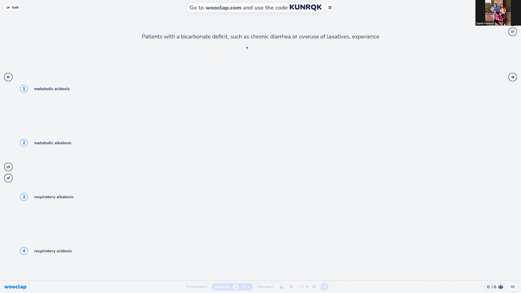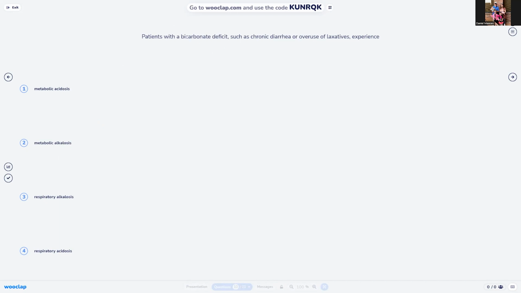Patients with bicarbonate deficit, such as chronic diarrhea or overuse of laxatives, would experience what? So again, bicarbonate deficit, losing it, bicarb that mainly we get from our food and our GI tract. I'm losing bicarb. So what is this? First thing you can think of is, does this mention CO2 at all? No. What can you check off then? The respiratories. Remember I told you, these are your only 4 options for acidotic or alkaline states. They're either metabolic or they're respiratory, and that's it. So we already got rid of, we're not talking about CO2 at all.